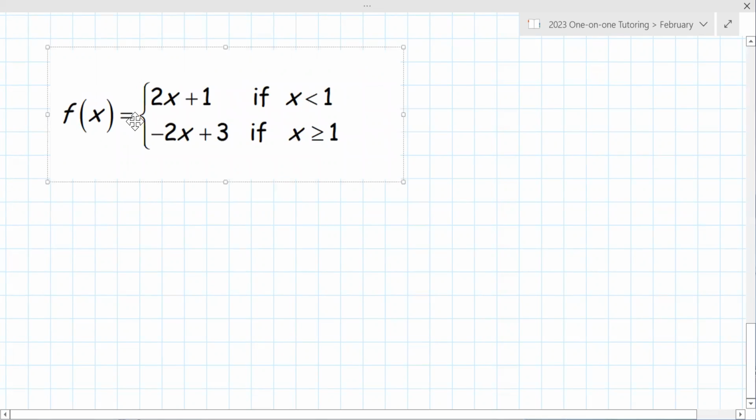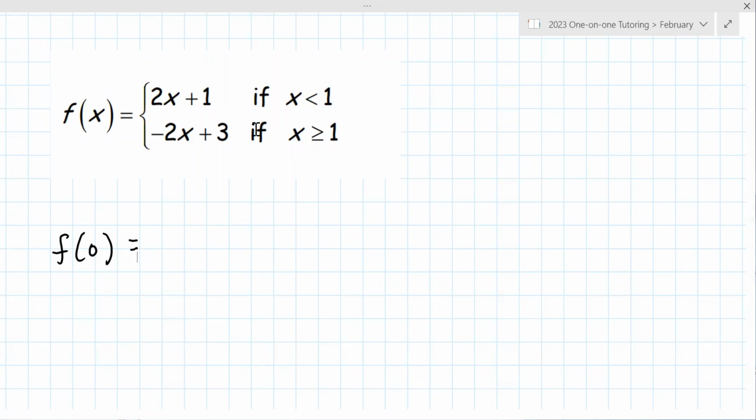The way it's read is you say f of x equals, give the first one 2x plus 1 if x is less than 1, and then you give the second function minus 2x plus 3 if x is greater than or equal to 1. But again, what I'm interested in tonight is just you evaluating the function. So basically, I just want to know which one are you going to use, the top or the bottom, for f of 0. And again, you go to that first inequality and decide if it's a true statement or not.